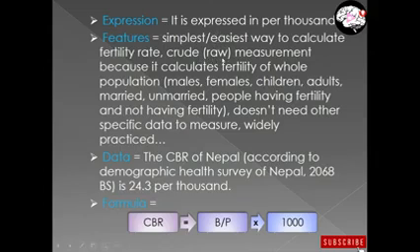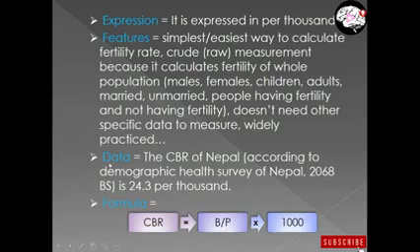So here you have to focus on this raw measurement. Why is crude birth rate the raw measurement? Because it calculates fertility of the whole population. It includes male as well as females. It includes every age group like children, adults, and young people, and it also includes married as well as unmarried people, and it also includes the people having fertility as well as people who don't have fertility.